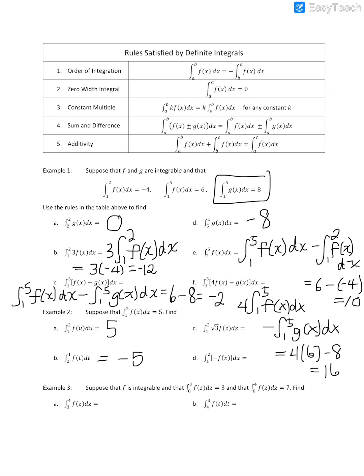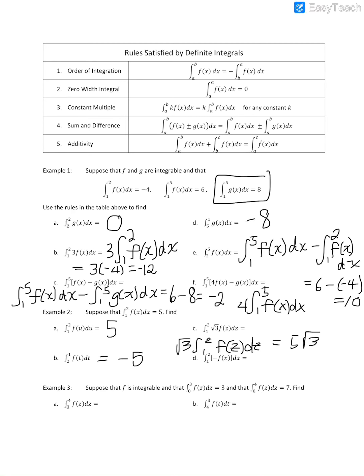All right, let's go to C. For C, we have a constant multiple. So we have a radical 3 inside the function there. And what I need to do on that one is just pull that out. So radical 3, and then I just have my integral from 1 to 2 of f of z dz. And remember what I told you, the letter doesn't matter. So this would just be radical 3 times 5, or we could write it as 5 radical 3.